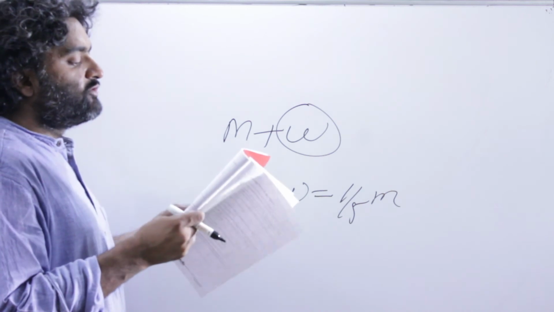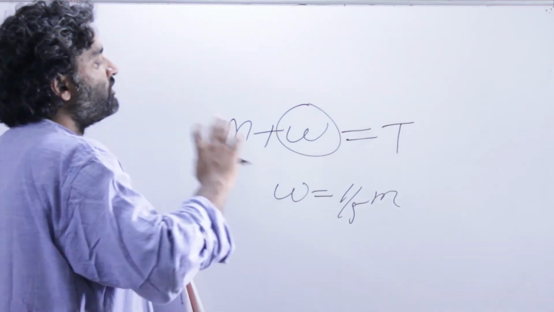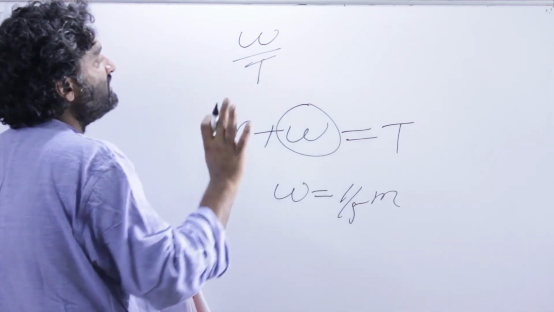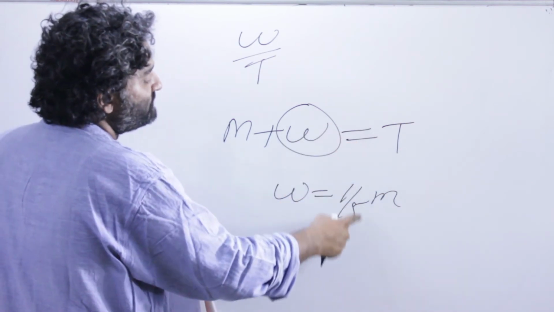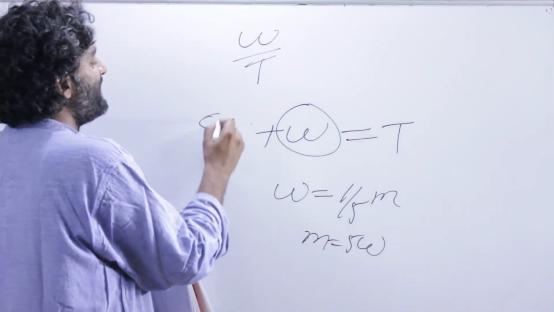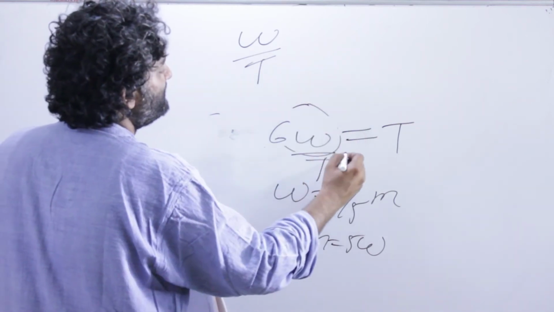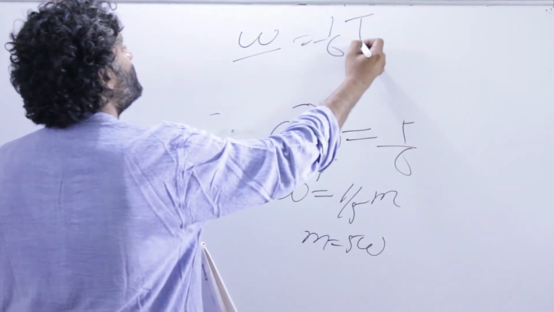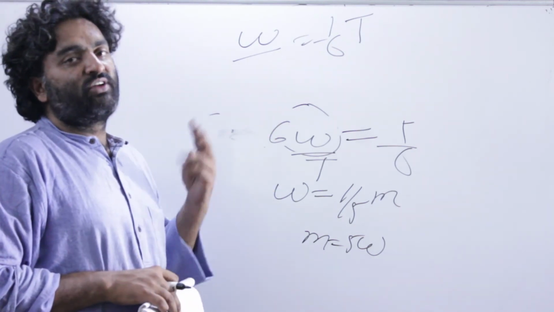Water now accounts for what percentage of the mixture? This milk plus water will give you the total. The question is, water is now what percentage of the mixture? That means I need a water by total relationship basically. So I need an equation connection between water and total. I know water is 1/5 of milk, so milk will be 5 times water. So this becomes 5W. So I get 6W is equal to T, or W by T is equal to 1 by 6, or water is 1/6 of the total. I know 1 by 6 is 16.66%, so I can get to my answer that way.